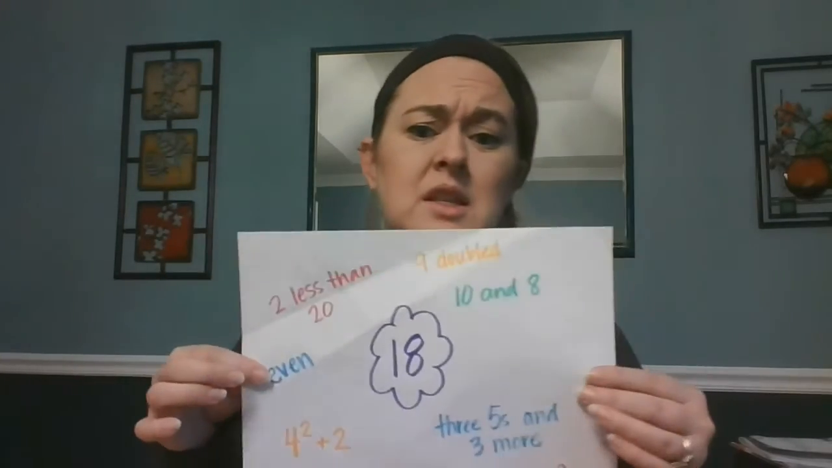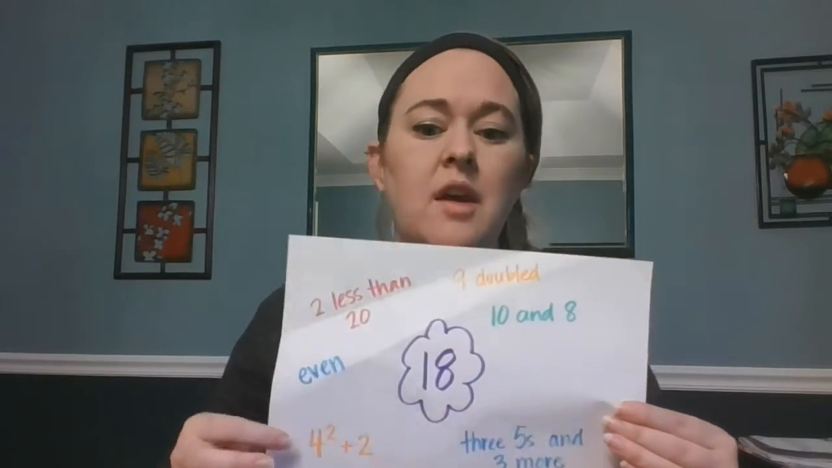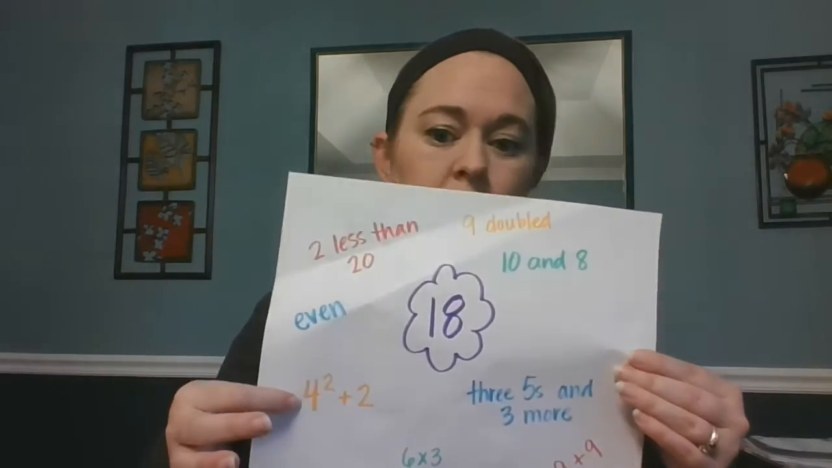So you can see that this is a wide range of abilities. And obviously you wouldn't introduce all of them right away, like that 4 squared plus 2. You might not introduce that right away, but you might introduce 4 times 4 plus 2 more as a way to start thinking about what we know about this number.